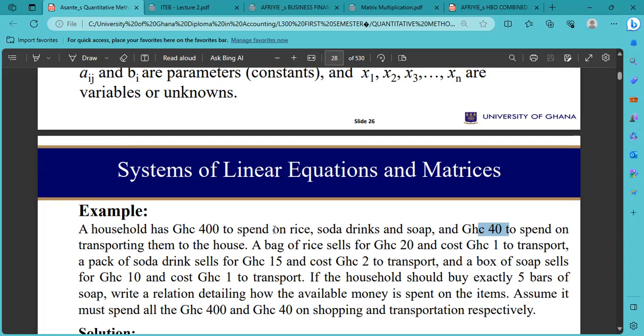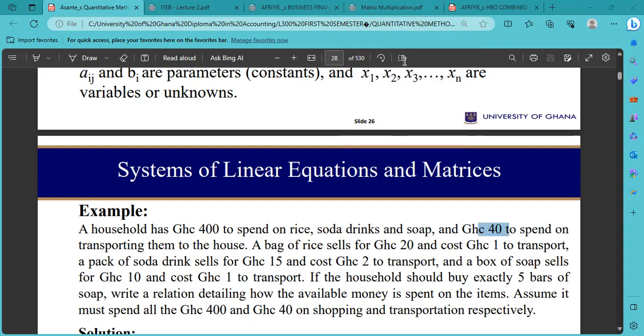So they become resources. And then here too, they are telling us that if the household should buy exactly 5, so meaning that soap should be equal to 5 bars. That's why I represented it by x3 is equal to 5. So they are telling us that if a bag of rice sells for 20 cedis and the cost of transporting it is 1 cedi, that's what we are seeing here.